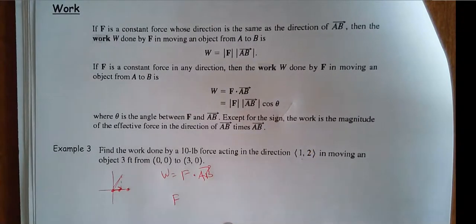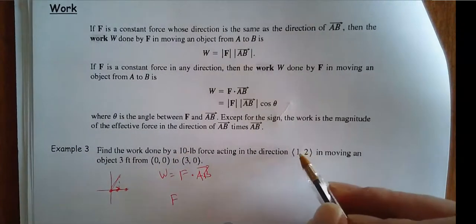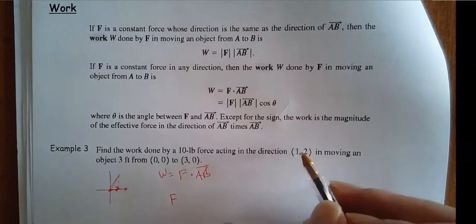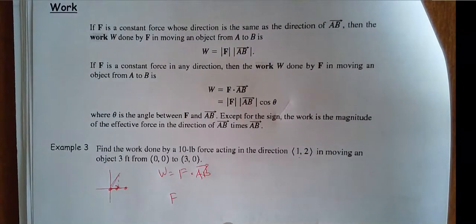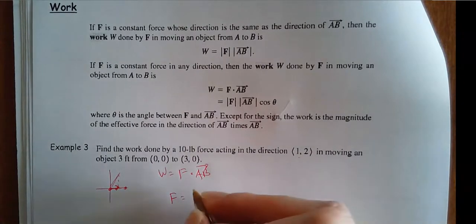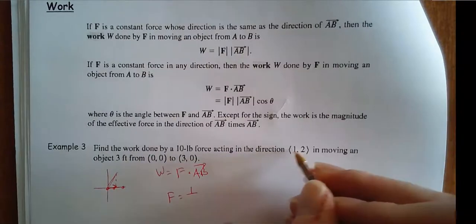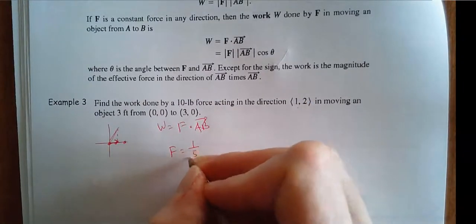Okay, so I need to write that first off. I need to figure out what that is. So if it's a magnitude of 10, but it's in this direction, let's make this a unit vector first off, and then I'll multiply by 10, because this would be 1 unit, and then multiply by 10, that'd be 10 units, 10 pounds of force. So think of the unit vector, if you remember, you're going to take 1 over the magnitude, so 1 over the magnitude of this, which would be the square root of 1 squared plus 2 squared, so that'd be root 5.